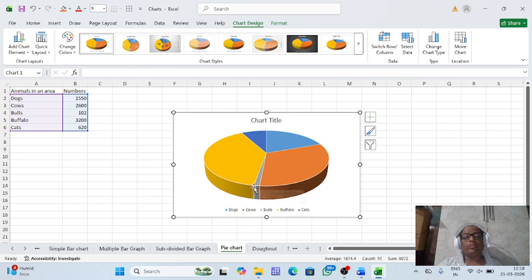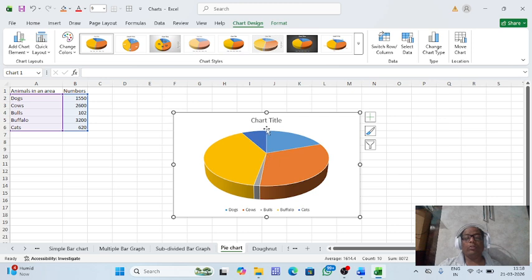Okay, this is all 360 degrees, and this is around 40% of the total. So 3,200 is your buffalo, followed by cow, which is around 32%, and accordingly the data has been represented in a pie. Okay, so this is what a pie chart is.